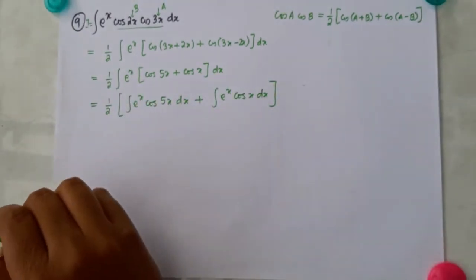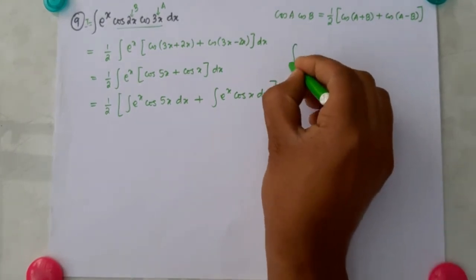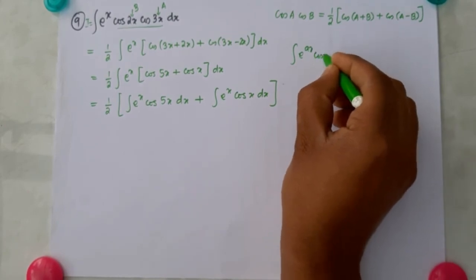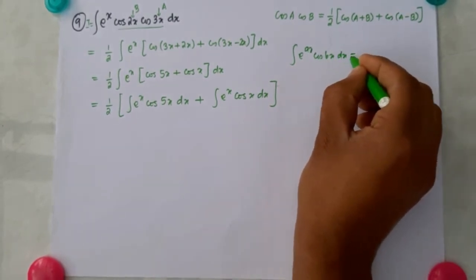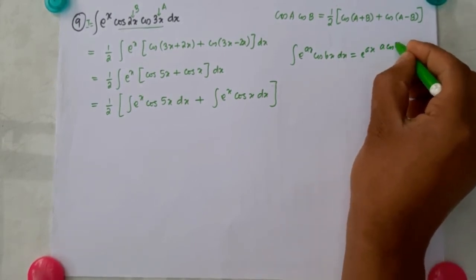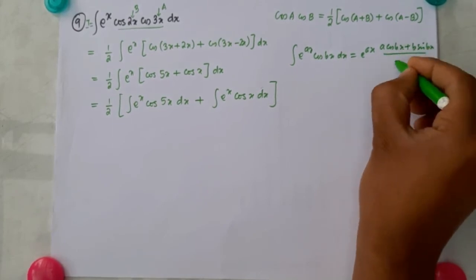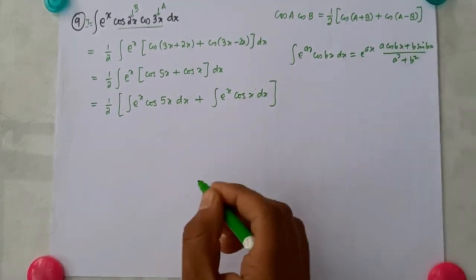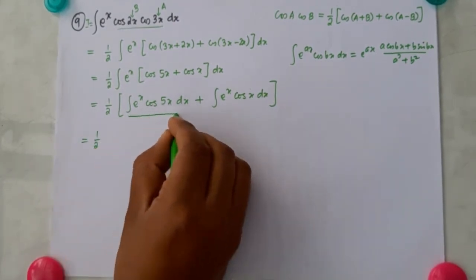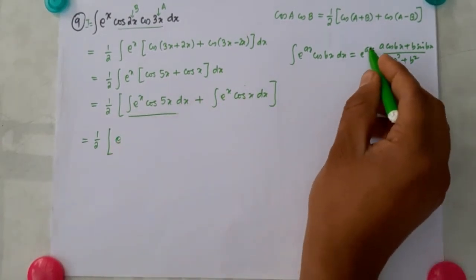Let me write down the formula again for you. So you have integral e to the power ax cos bx dx is equal to e to the power ax (a cos bx plus b sin bx) by a square plus b square. So this was the formula. Now for the first integral, that is this integral, it's going to be e to the power ax.